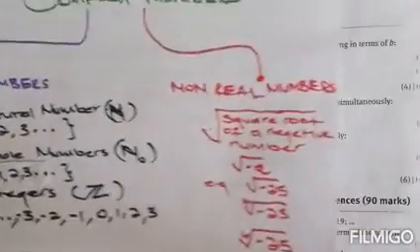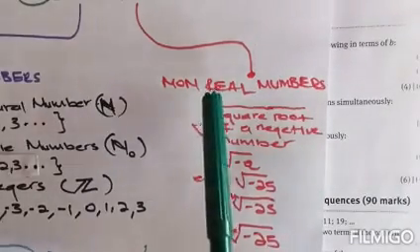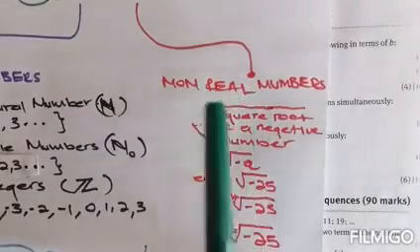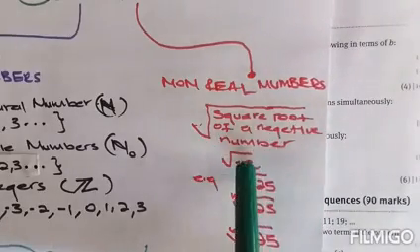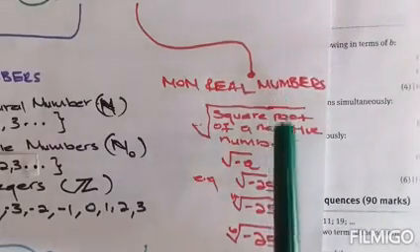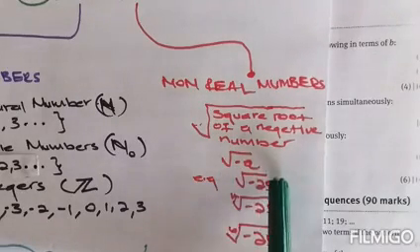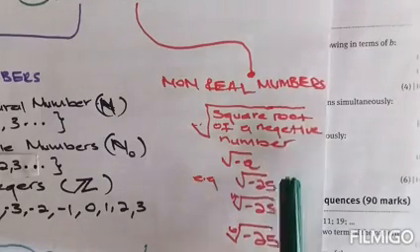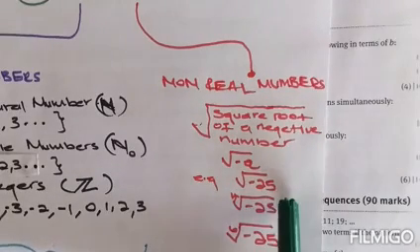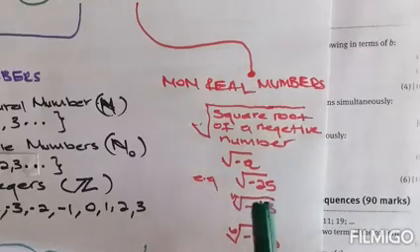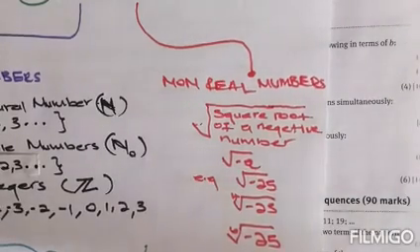While the non-real numbers, we can remember that non-real numbers are a square root of a negative number. A square root of any negative number is a non-real number. This can be a square root of minus 25, which will be a non-real number. Even a fourth root of minus 25 will be a non-real number. Even a sixth root of minus 25 will be a non-real number.